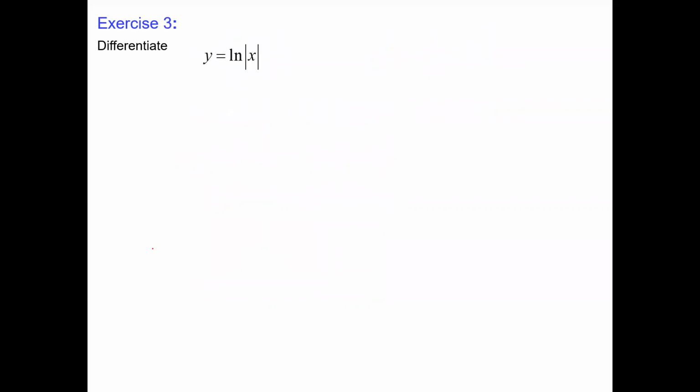Now we have ln of the absolute value of x. We have to differentiate this. This indicates that the domain could be any real number. Any real number is good. X belongs to R, all of the real numbers. What we will do, always, to perform a calculus exercise with an expression with absolute value, is rewrite it without the absolute value.